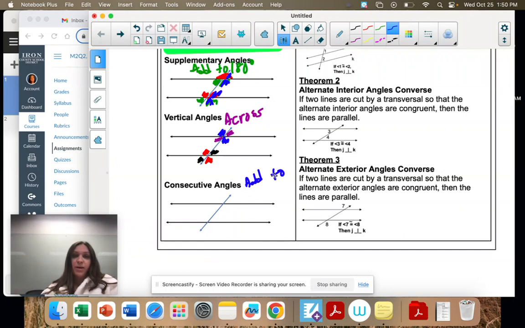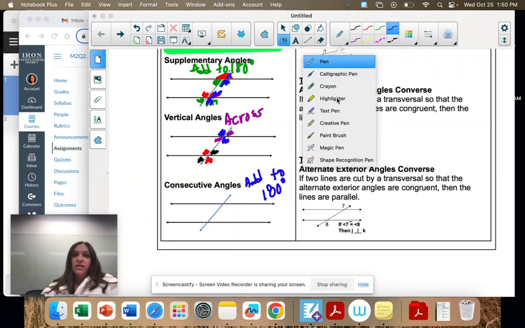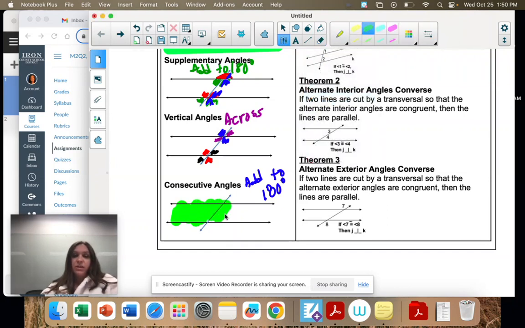Consecutive is like supplementary, they add to 180. And we're looking at, again, the interior. We see consecutive angles on the interior. So these two angles are consecutive, which means they add to 180 degrees. And it happens on the other side too. Consecutive, add to 180.